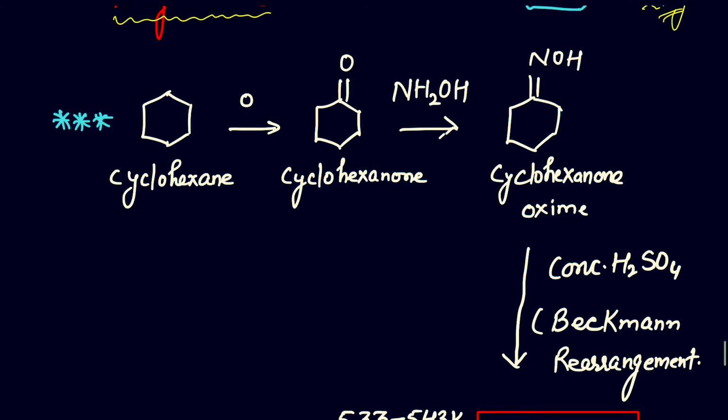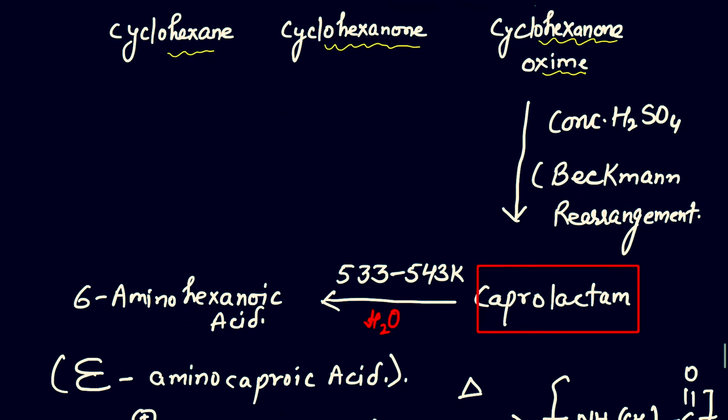Now let's try to prepare the polymer from cyclohexane. Cyclohexane, when treated with oxygen, forms cyclohexanone. In the presence of NH2OH, it forms cyclohexanone oxime. In the presence of concentrated H2SO4, this molecule shows Beckmann rearrangement to form caprolactam, and at a temperature of 533 to 543 Kelvin, it forms 6-amino hexanoic acid.